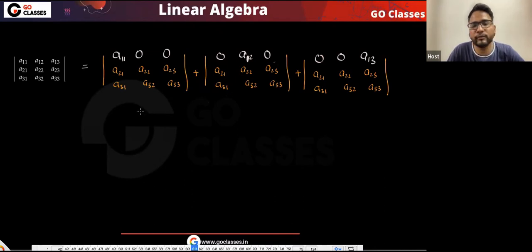Now, what you can do, we started with 1 determinant, and we just have 3 determinants in our hand. Then we can further split. We can further split this into 3 more determinants probably.